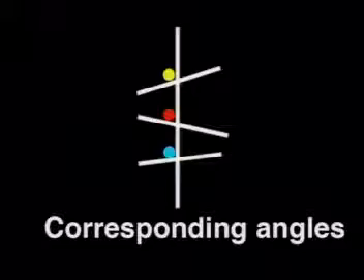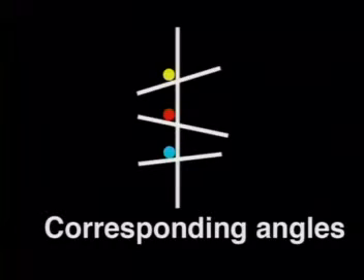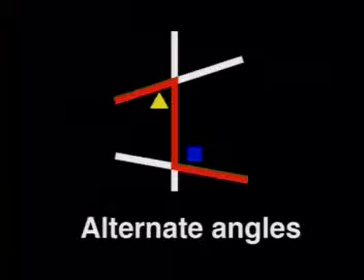This transversal has a special relationship with three different types of angles. The first type of angles that we find are called corresponding angles. They are found on the same side of the transversal as well as on the same side of the lines that the transversal intersects with. The second type of angle is called alternate angles. These angles are always opposite of the transversal and on the inside of the lines that the transversal intersects with.